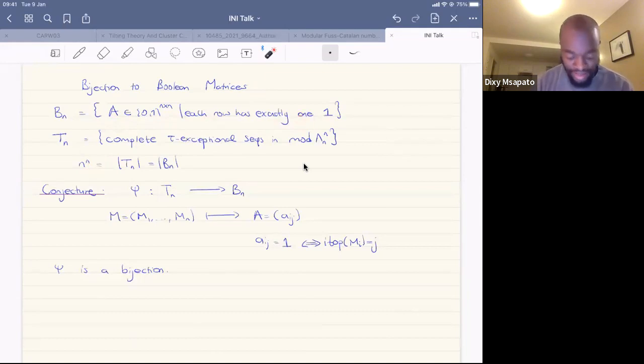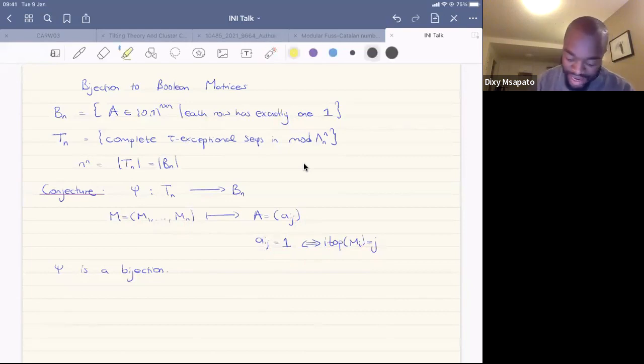And then I think that the following map is a projection. I currently haven't proved it. And if anyone can see why it's a projection, I'd be interested to know why. So the projection works in the following way. You take a tau exceptional sequence M from M1 to Mn, and then this goes to the matrix A, which is equal to Aij, and Aij is going to be equal to 1 if and only if the index at the top in the ith position is equal to j.